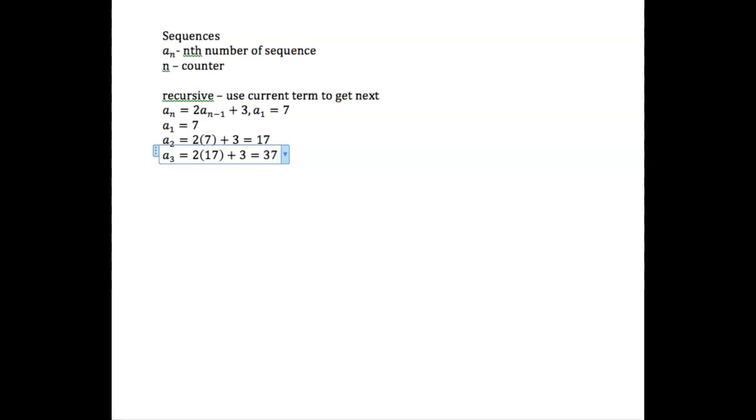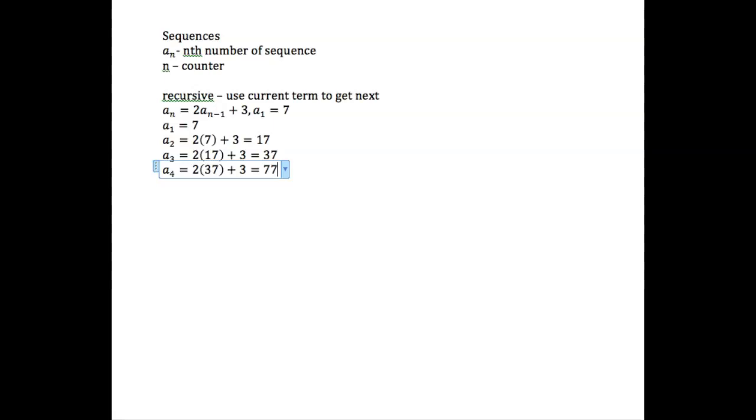Let's do one more, a_4. So to find a_4, I'm going to use the term that came before, which is a_3, which is 37, which I just found. So according to the recursive definition, I'm going to do 2 times the number I just found, the number that came before, 37, and add 3 to it. So 2 times 37 is 74 plus 3 is 77.